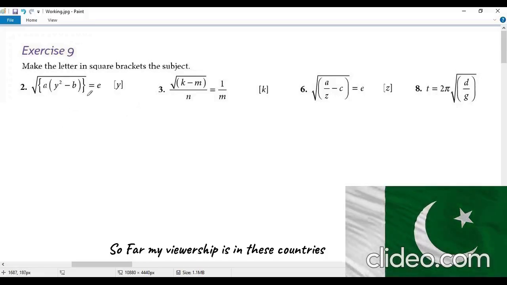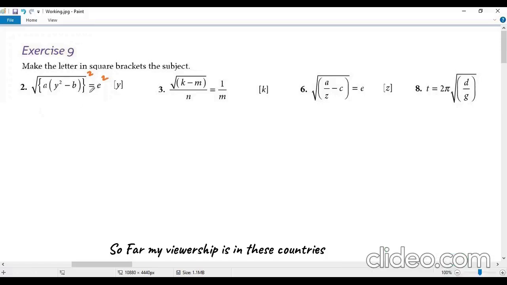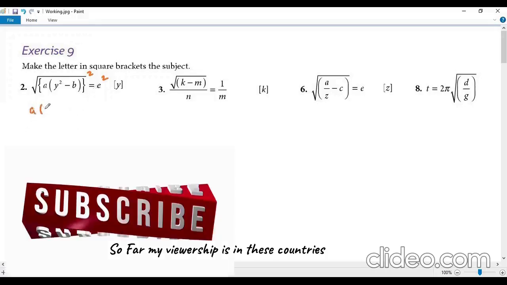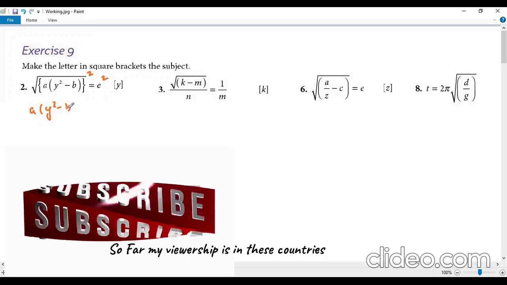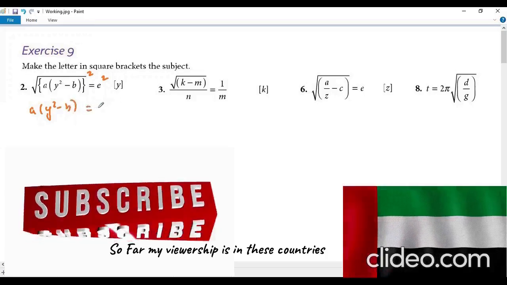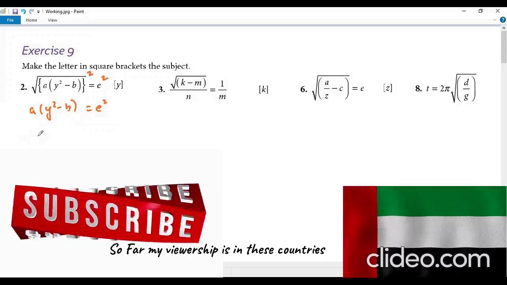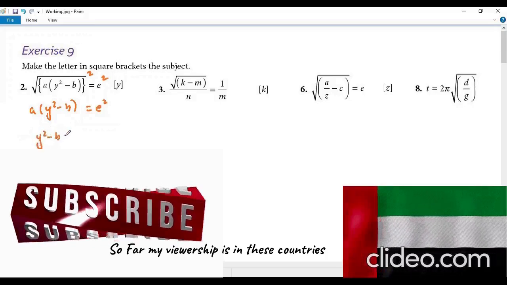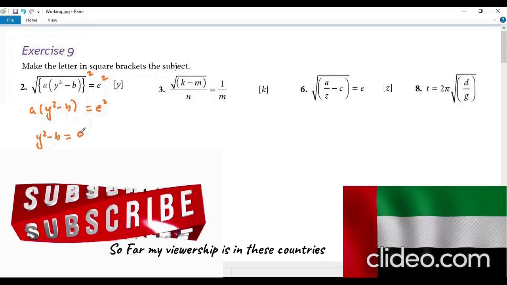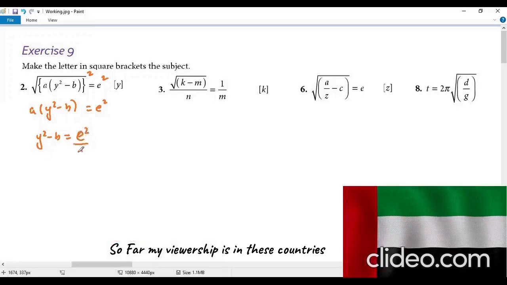Now, to begin with, I will start like this, squaring both the sides. You can write definitely, and because I'm explaining you just. So squaring both the sides is going to give you y square minus b, like this, and e is going to be a square. Since y has to be made the subject, that means y square minus b is going to be e square over a.